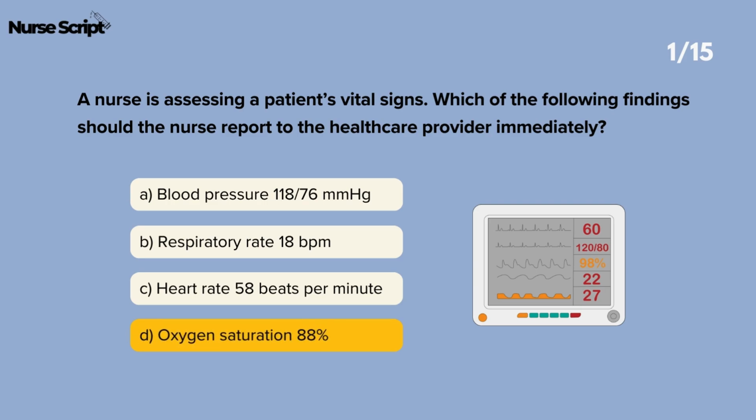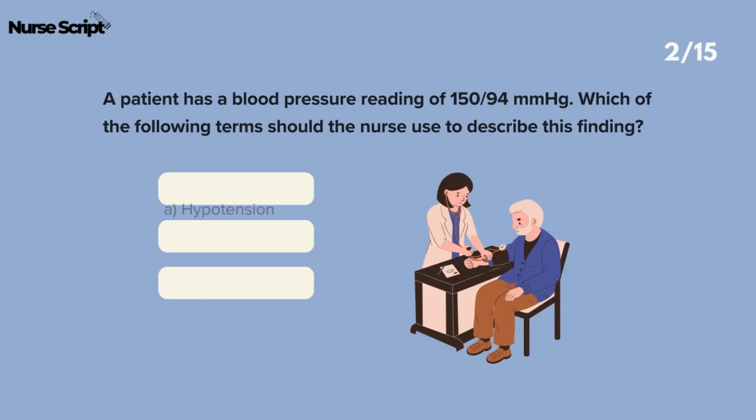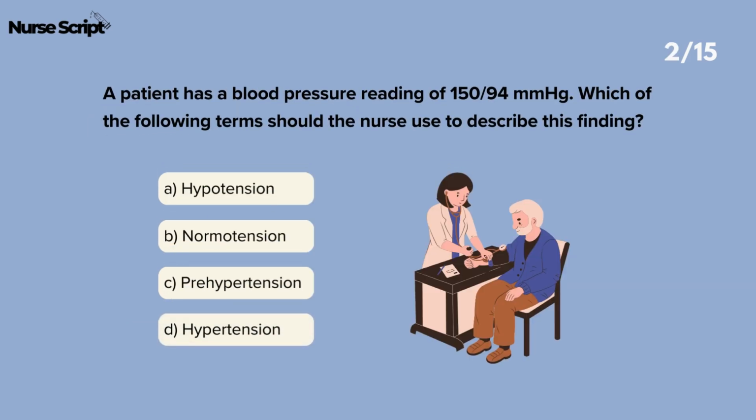Oxygen saturation 88%. A patient has a blood pressure reading of 150/94. Which of the following terms should the nurse use to describe this finding? Hypertension.